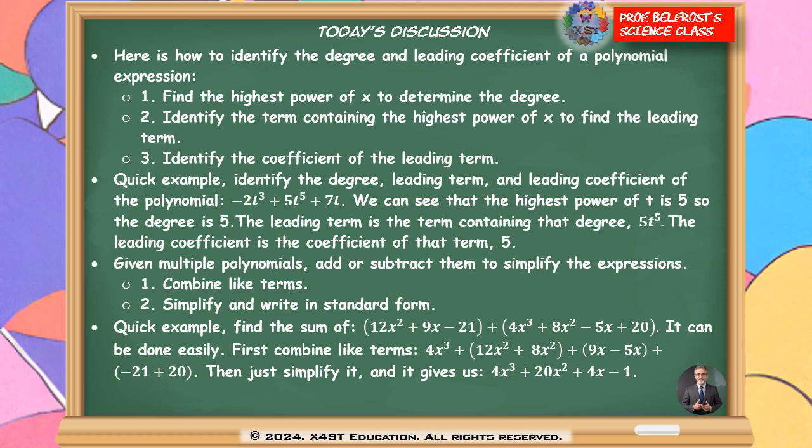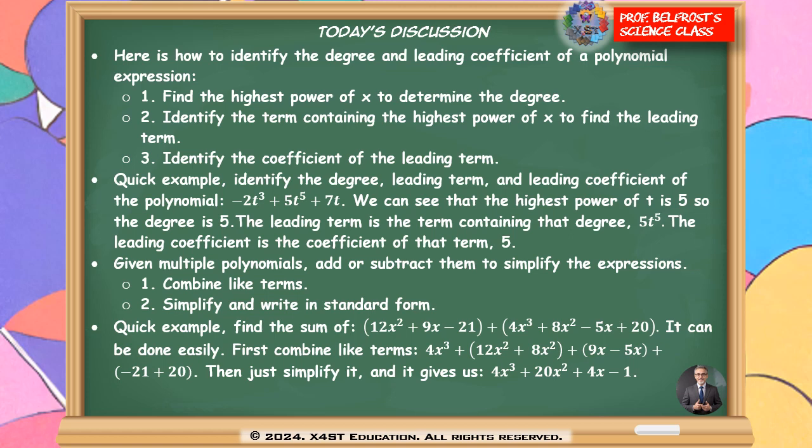Quick example, for minus 2t cubed plus 5t to the fifth plus 7t, we can see the highest power of t is 5 and the degree is 5. Then the leading term is the term containing the degree, which is 5t to the fifth, and the leading coefficient is the coefficient of the term, which is 5.